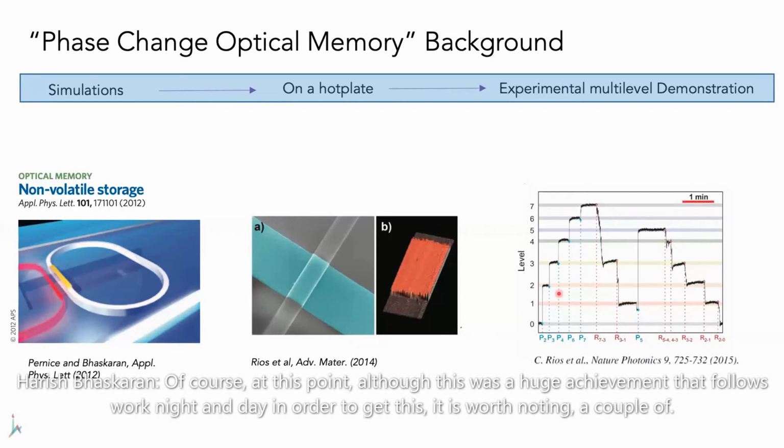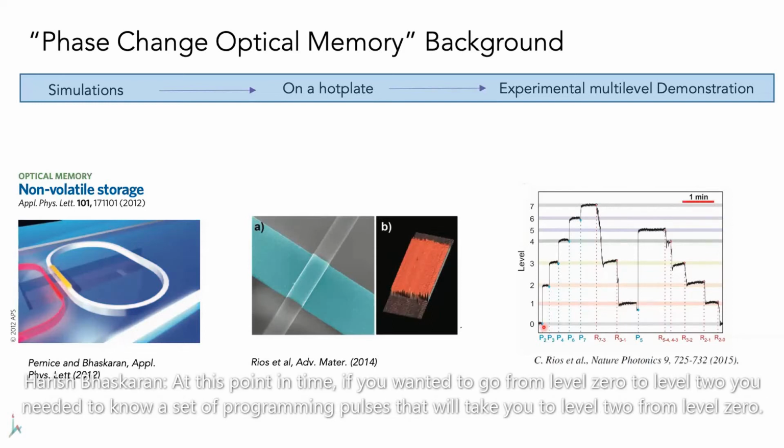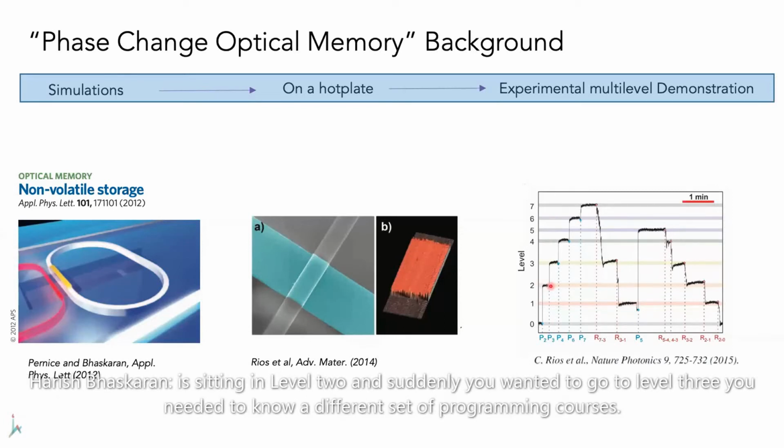Of course, at this point, although this was a huge achievement and Carlos worked night and day to get this, it is worth noting a couple of holes in our knowledge at that point in time. The first, the key one, being that if you wanted to go from level 0 to level 2, you needed to know a set of programming pulses that will take you to level 2 from level 0. You're sitting at level 2 and suddenly you wanted to go to level 3. You needed to know a different set of programming pulses.